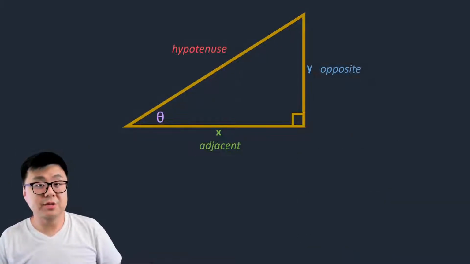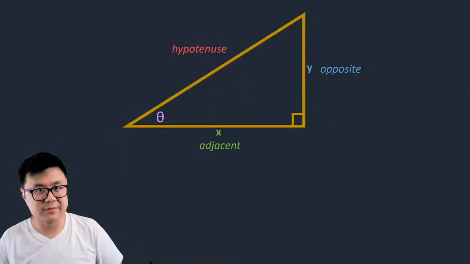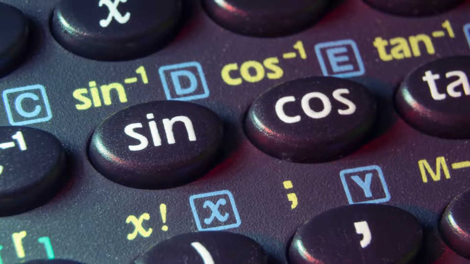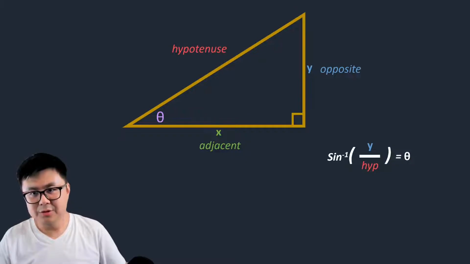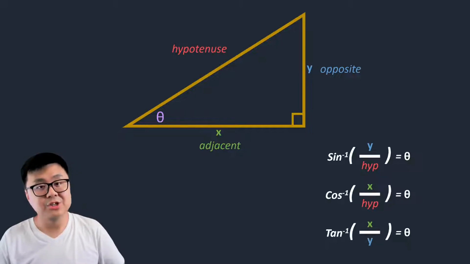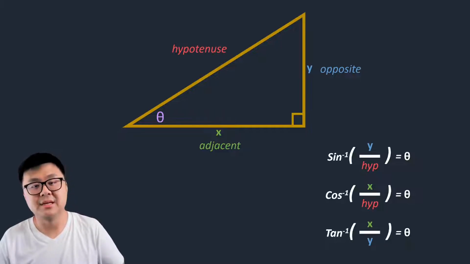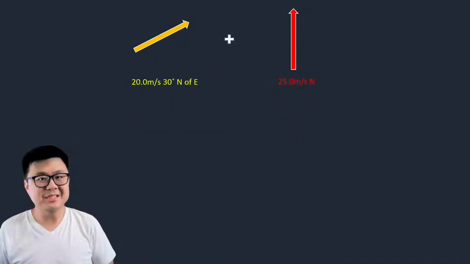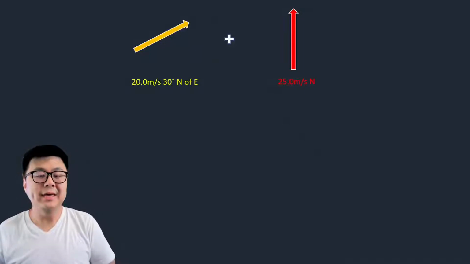We can also use the three trig ratios to find a missing angle, given that we know at least two of the three sides of a triangle. To find an angle using sine, we would actually use the inverse sine of opposite over hypotenuse, or in this case, y over hypotenuse, and that'll give us the angle. With cosine, it'll be the same thing, except it will be the adjacent over hypotenuse, or x over hypotenuse. And for tangent, it will be the inverse tangent of the opposite over adjacent, or y over x, to find the missing angle theta.